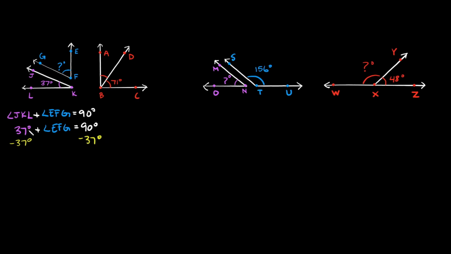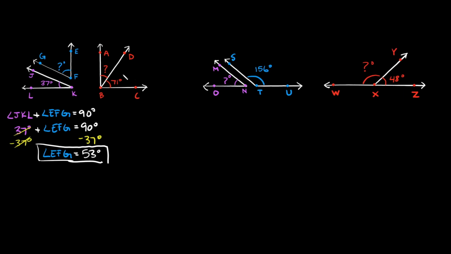Then 37 degrees minus 37 degrees just goes to 0, so we're just left with angle EFG right here, and that's equal to 90 degrees minus 37 degrees, and that's equal to 53 degrees. So then you know angle EFG is equal to 53 degrees. If you wanted to write out the whole problem, you could definitely go through these steps, but you can also go through it a little quicker.